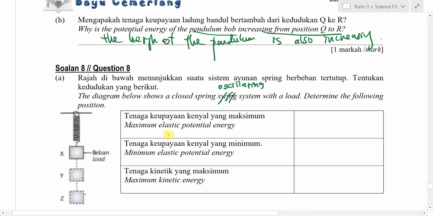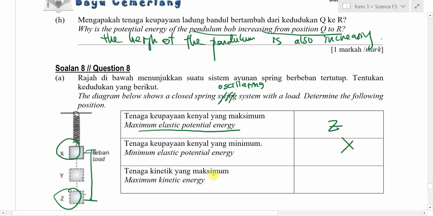So where is your maximum elastic potential energy? Your maximum elastic potential energy is when you stretch to maximum, that is at Z. Where is your minimum elastic potential energy? Should be at your X. At X, the mass is not stretched, so there is the minimum elastic potential energy.